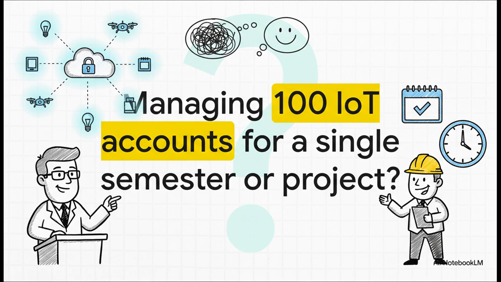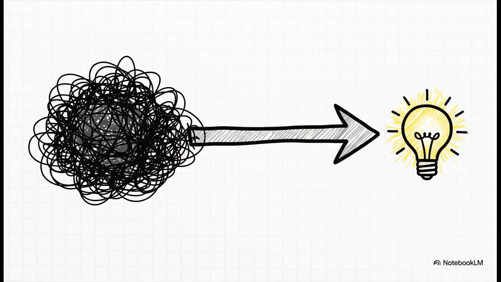Imagine you're a university professor, or maybe a project manager. You've got, say, 100 people who all need IoT accounts. The catch? They only need them for a single semester, or maybe for just one project. How on earth do you manage that without completely losing your mind? Yeah, if that whole chaotic scene sounds even remotely familiar, you're going to want to stick around. Because trust me, there is a much better way to do this.